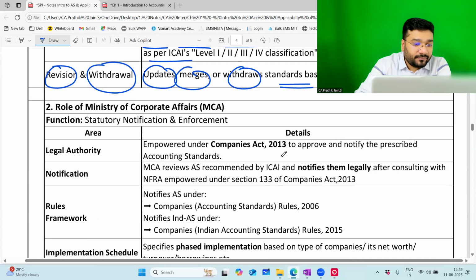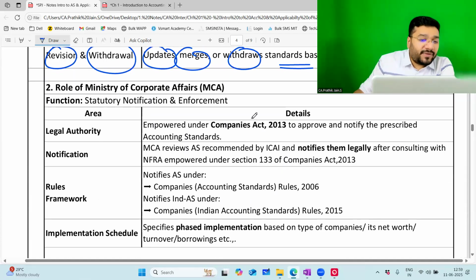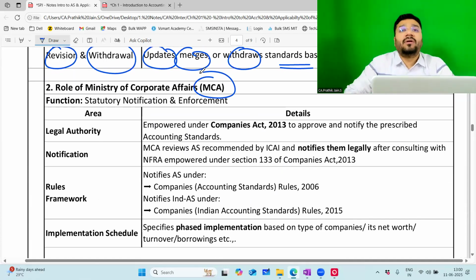Yes, sir. Role of Ministry of Corporate Affairs, MCA. MCA is a part of your government. It's a part of the central government. Ministry of Corporate Affairs has the responsibility of overlooking the functions of the companies across the country. If you want to form a company, you have to register with ROC, Registrar of Companies. ROC is coming under MCA. MCA is a part of your central government.